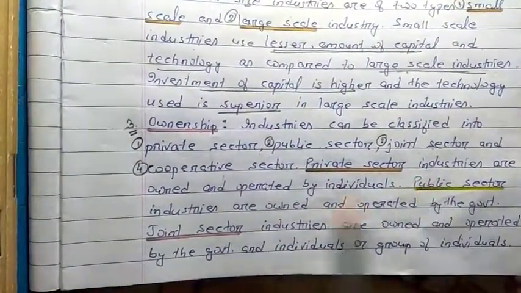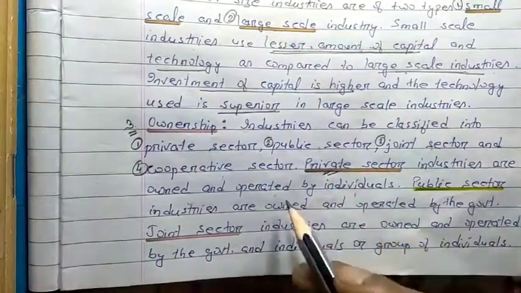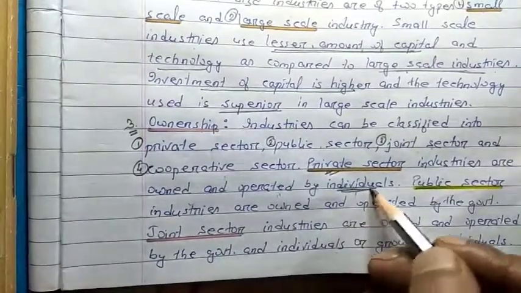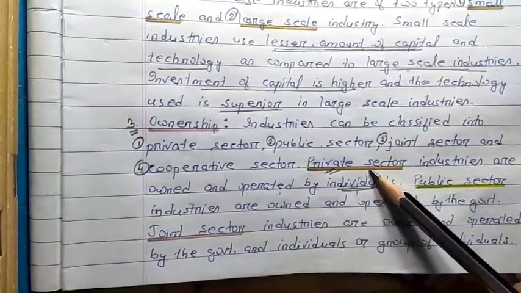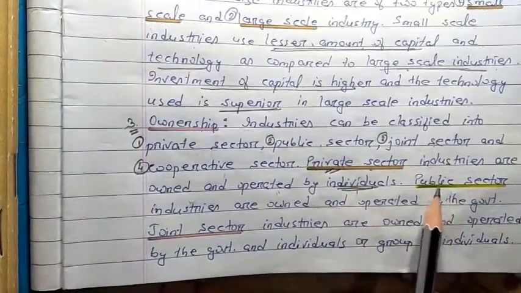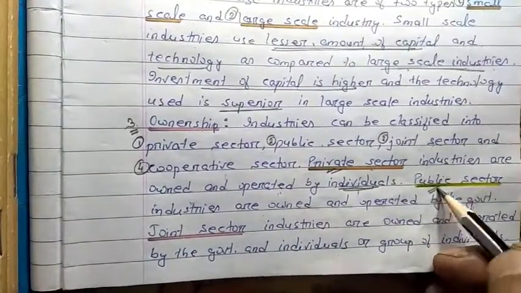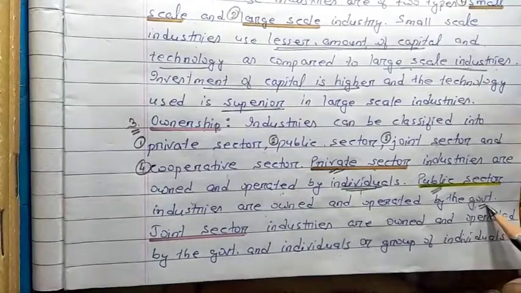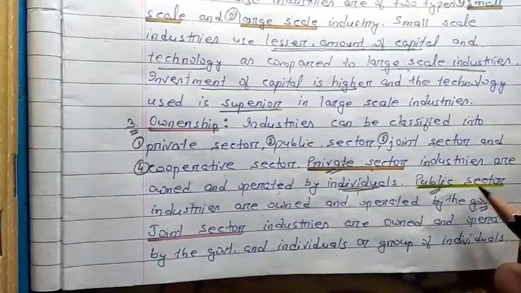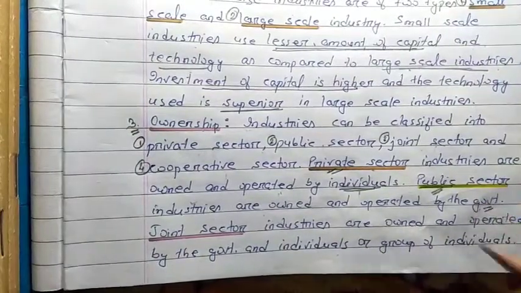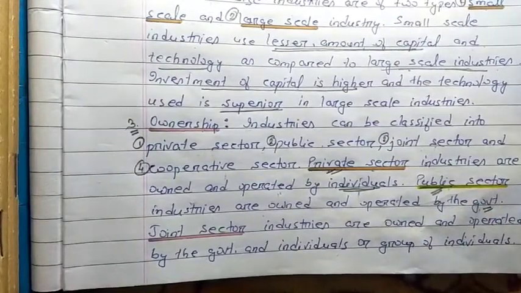Private sector industries are owned and operated by individuals. Private, as the name suggests, is generally owned by individuals, meaning it is private property. The government does not have any role in the private sector industries. On the other hand, public sector industries are owned and operated by the government. The public sector industries are totally under the control of the government. The government employs the laborers, the government invests the money, and even the benefit is also taken by the government in the public sector industries.